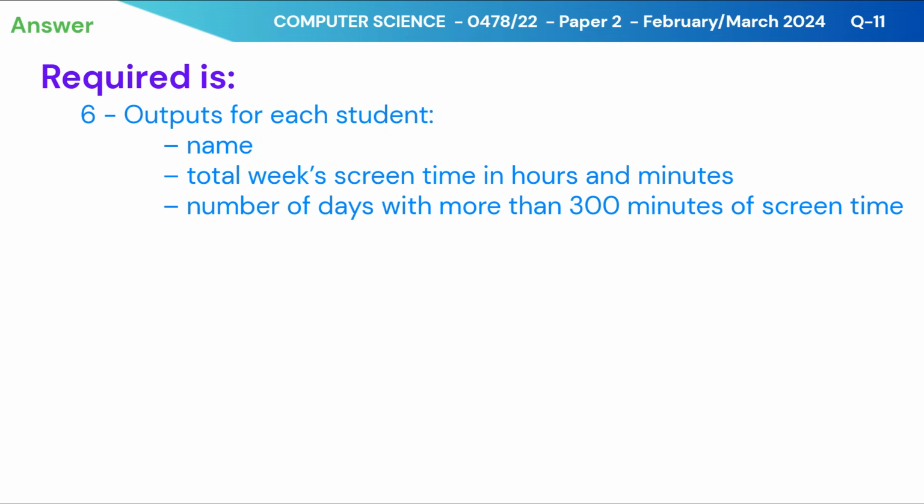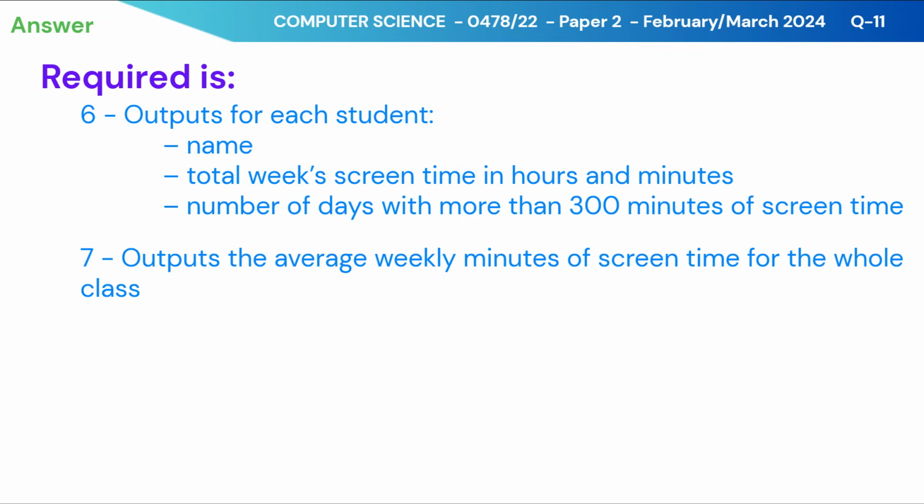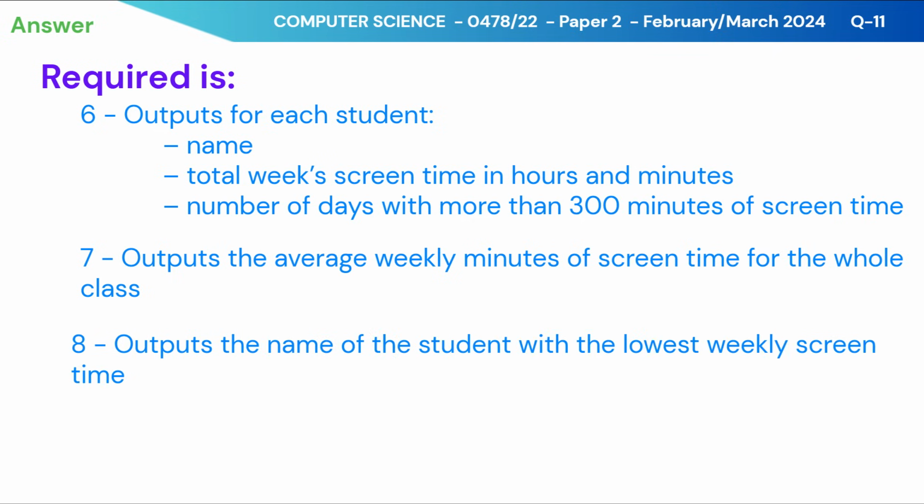Number 6. Outputs for each student: name, total week screen time in hours and minutes, number of days with more than 300 minutes of screen time. Number 7. Outputs the average weekly minutes of screen time for the whole class. Number 8. Outputs the name of the student with the lowest weekly screen time.